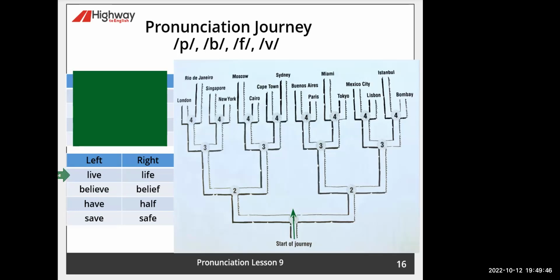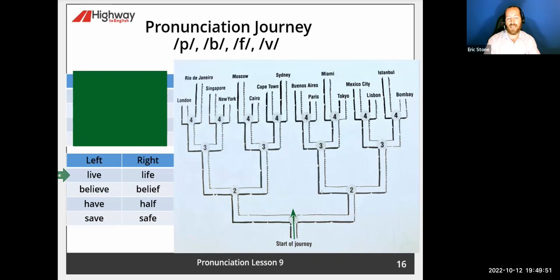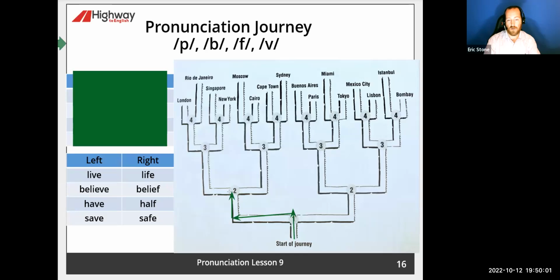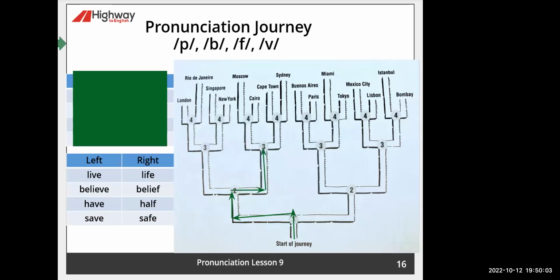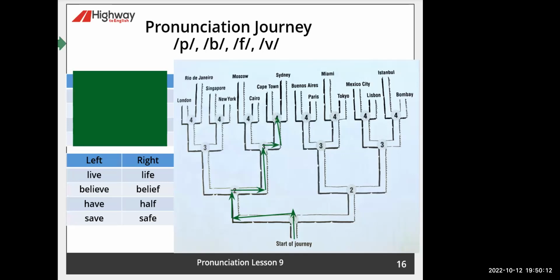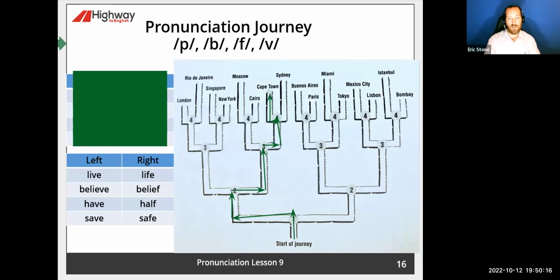Live. It's not live. Remember, we just talked about this. Okay, live. Yes, live. So left. Left, yeah. Okay. Belief. Right? Is that correct? Okay. Have. Left? It's half. Half right? Okay. Save. Left? Yeah. Cape Town?